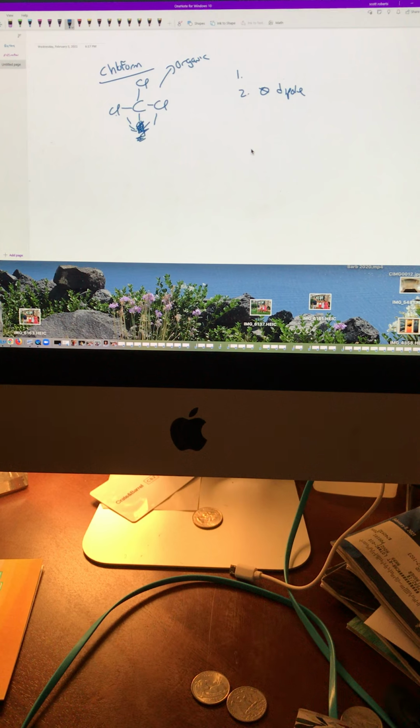Remember, hydrogen is kind of tiny, so really it looks more like this. Chlorine, chlorine, chlorine. Well, it's nothing to do with a steric thing. Not at all. Total lack of steric thing, maybe. So absence of steric thing.